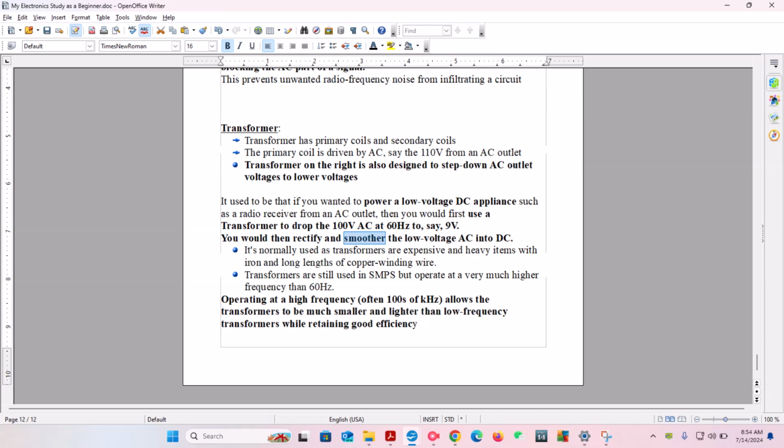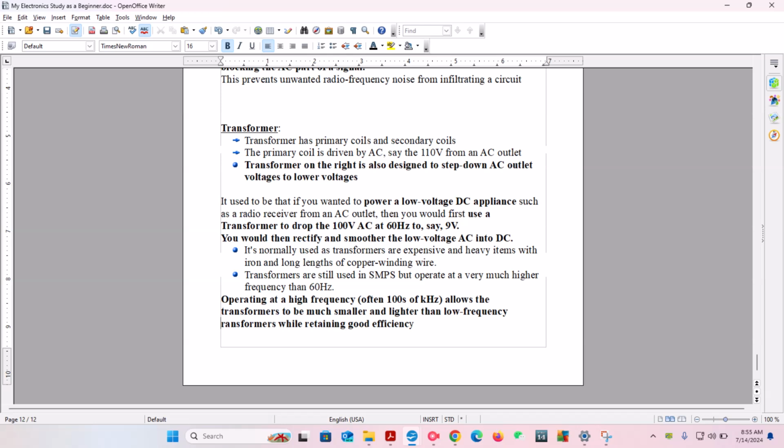Now, keep in mind a couple of things. One, transformers are normally expensive and heavy items with iron and long lengths of copper winding wire. And number two, transformers are still used in SMPS, which operate at a very much higher frequency than 60 hertz, often hundreds of kilohertz. A kilohertz is 1,000 hertz, so hundreds of that would be 100,000 hertz, because it's 100 times 1,000 hertz. Hundreds of kilohertz allow the transformer to be much smaller and lighter than low frequency transformers while retaining good efficiency.